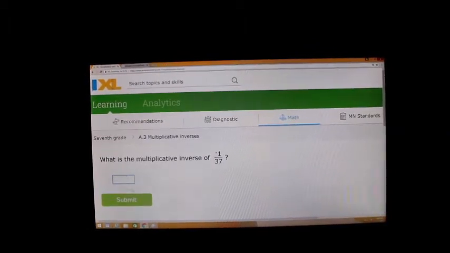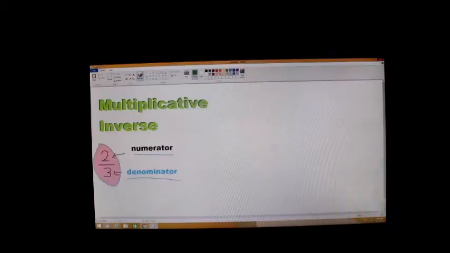What is the multiplicative inverse of negative 1 over 37? The question is asking us to find the multiplicative inverse of negative 1 over 37. All we have to do is switch the position of these two numbers, which is 37 goes on top and negative 1 goes on the bottom. We have to reduce it, so we just do 37 divided by negative 1, which equals negative 37. And that's our answer.